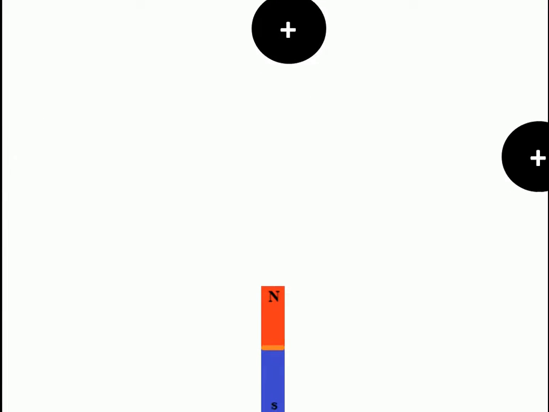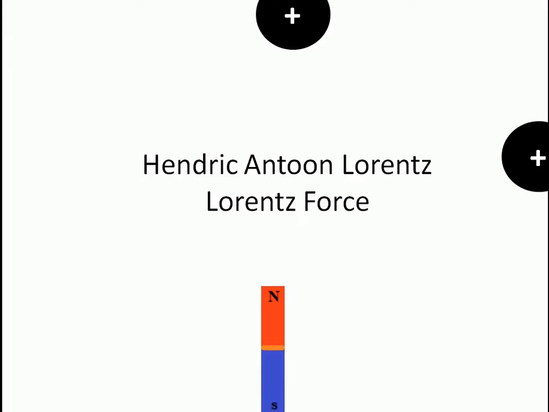When a charge moves in free space, it will not experience any force, but when a magnetic field is present, it gets deflected to another direction. This happens because the moving charge produces a magnetic field, as we have studied in the previous chapter. Due to this force, the charge gets deflected in the magnetic field, and this observation was first given by Hendrik Antoon Lorentz. That's why we call it a Lorentz force.